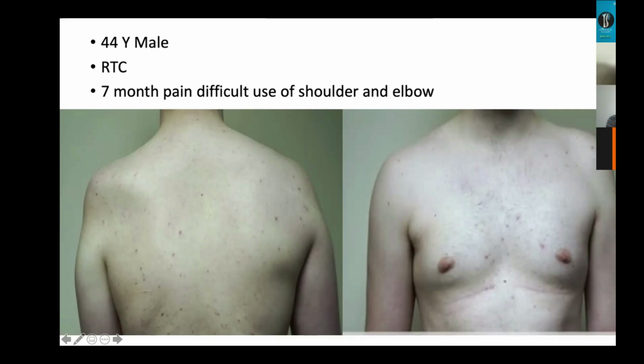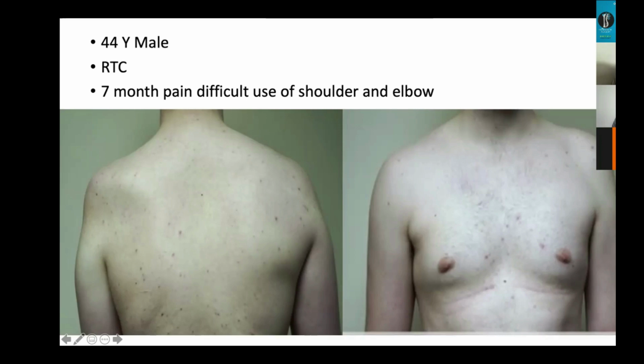So you'll have a clue, because when you examine the pec major it is normal, so it's fine. Deltoid, it is weak, so now you have a clue. The deltoid, the axillary nerve, and C5-6 is affected. Then you have latissimus dorsi normal, so it's okay. Now the cord is fine, because latissimus dorsi nerve is from the posterior cord.